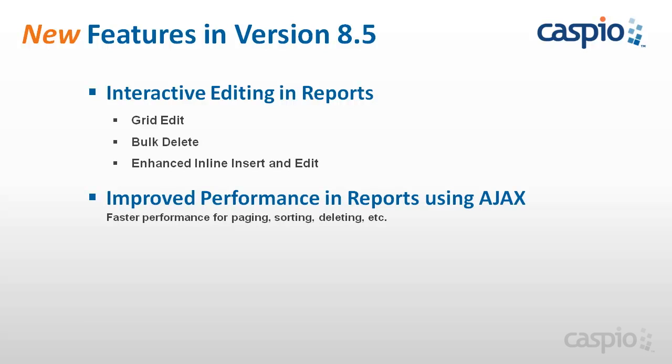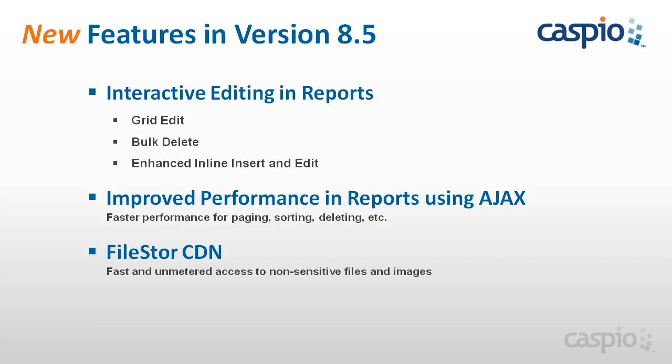Second feature adds faster performance on reports using Ajax, allowing us to sort, page, and delete records without having to reload the web page. Last of the main features is FileStor CDN. This is Amazon's content delivery network that's used for fast and unmetered access to non-sensitive files and images. This release will also feature other smaller features and enhancements, and we'll cover those at the end of the video. Now let's take a closer look at each one of these new features.